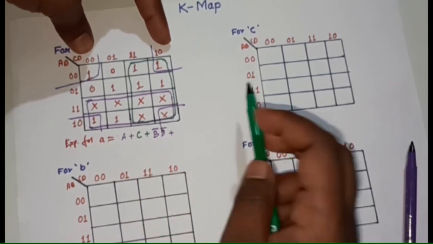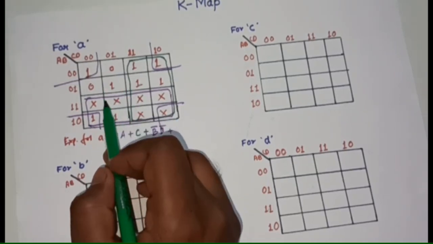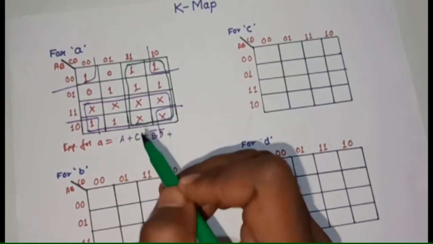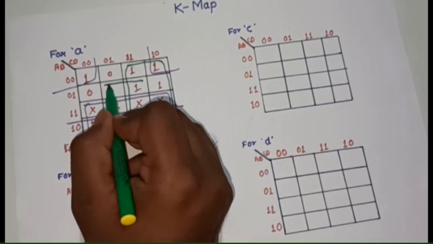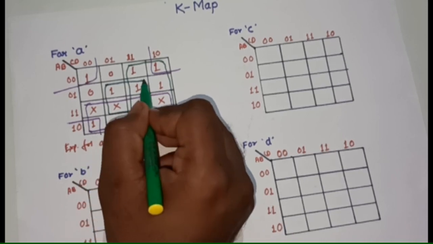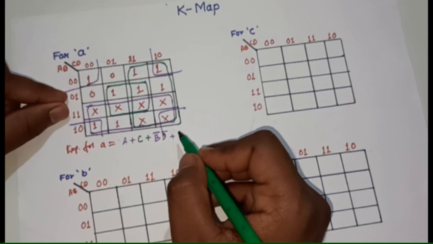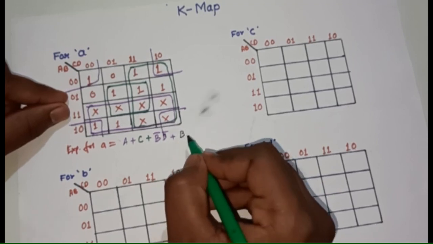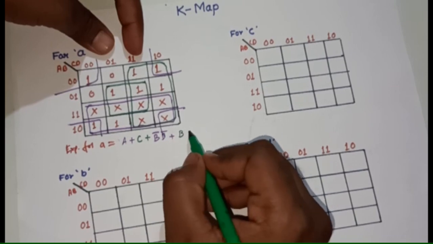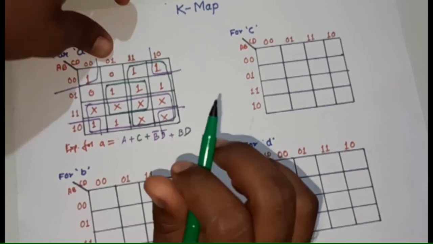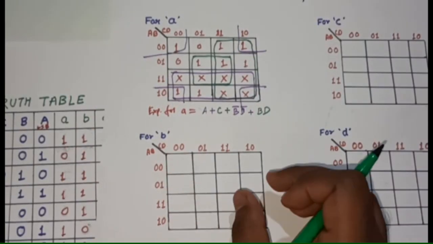Next, what is left out? Another 1. Is there a possibility of forming an octet? No, so we will find the chord. Very good. So how will we form the chord? Like this. In this chord, A is changing but B is not changing, so it is B, and in this column C is changing but D is not changing, so it will be D. As simple as that.